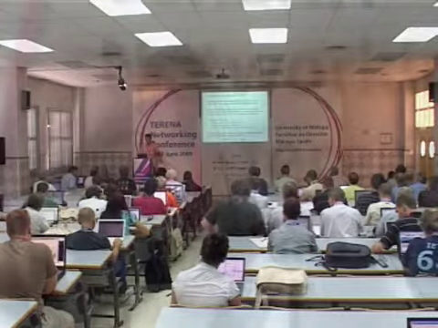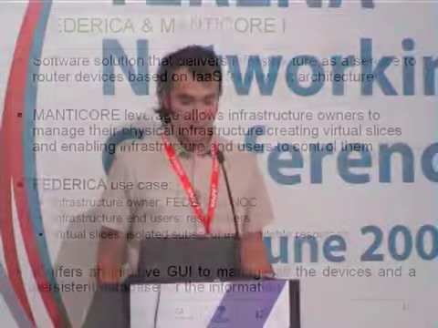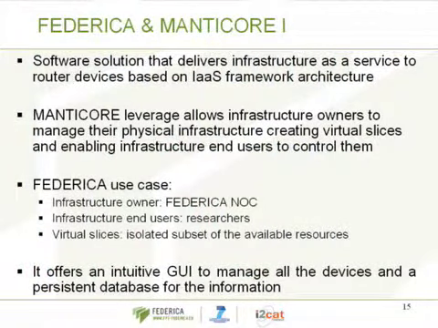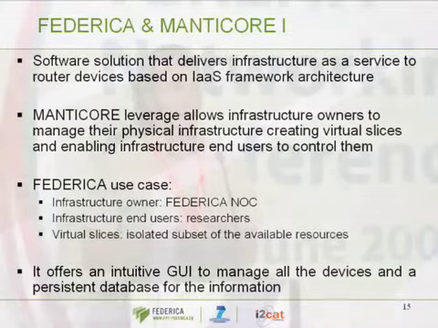Now I'm going to introduce a little bit of Manticore. We have to point the second point. Manticore allows infrastructure owners to manage their physical infrastructure, creating virtual slices and enabling infrastructure users to control them. That means that we have a NOC admin who has an infrastructure. He can create independent slices of this infrastructure, and he can sublease the control of this slice to researchers or end users. This is what Manticore offers.